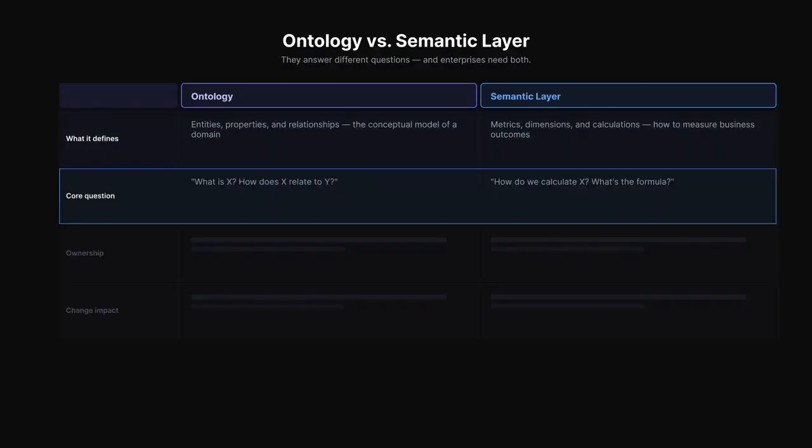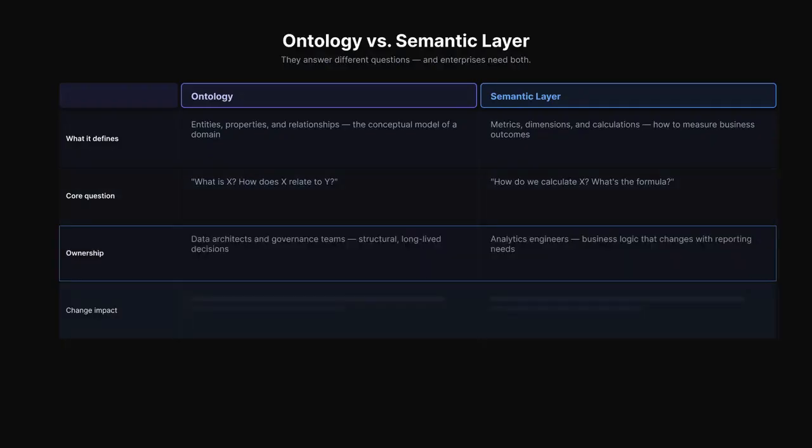Next, the questions each answers. The ontology answers, what is X and how does it relate to Y? What is a customer? How does a customer relate to an account? What subtypes of customers exist? The semantic layer answers, how do we measure X? How do we calculate monthly active customers? What is the formula for customer acquisition cost? What dimensions can we slice those metrics by?